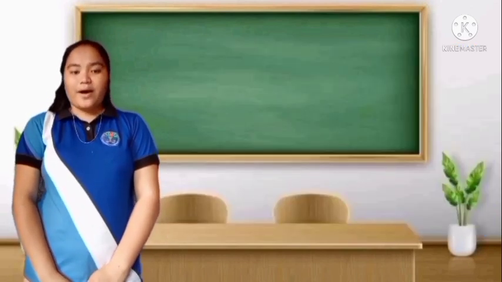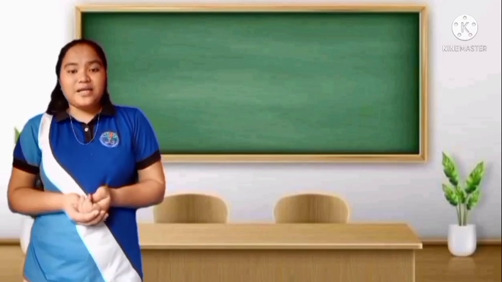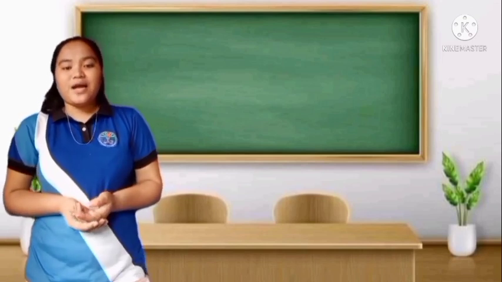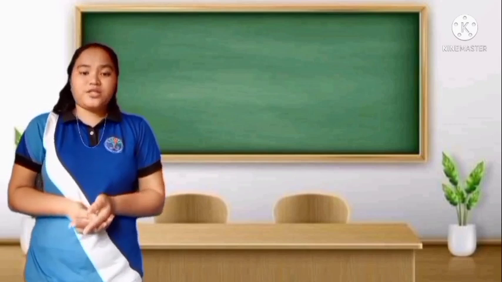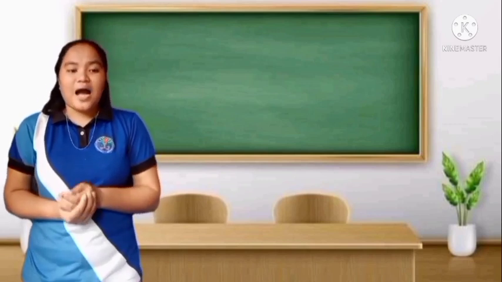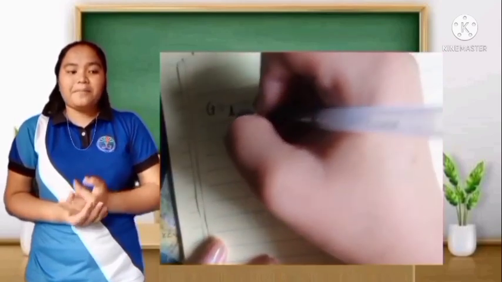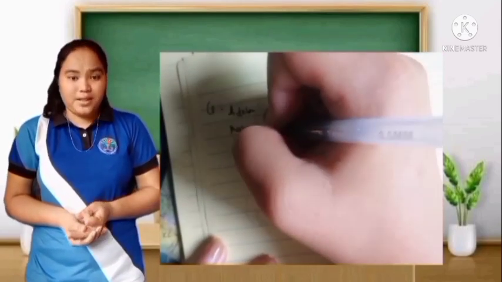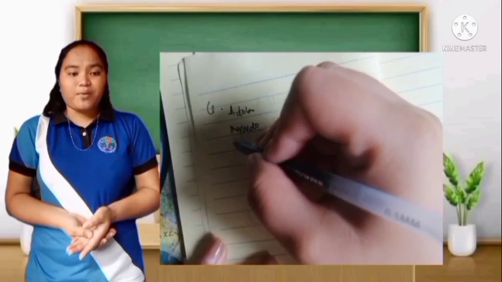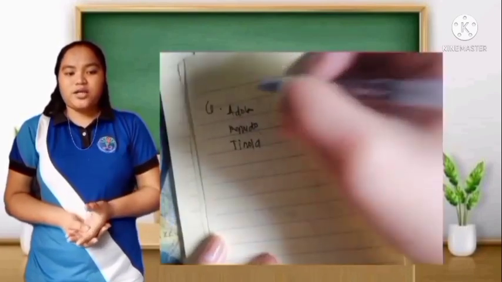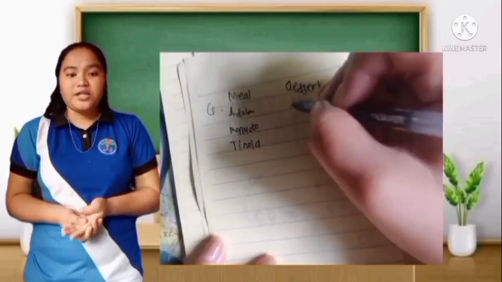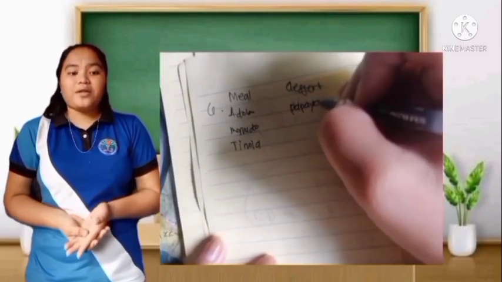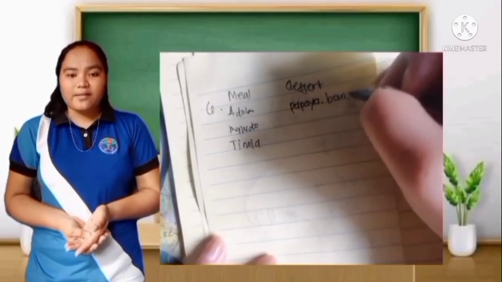So, paano nga ba nakuha yung 12? Wala po tayong given number. So, ang gagawin po natin, isusulat po natin yung mga in-order na pagkain ni Anna, which is the adobo, menudo, and tinola for meal. And for dessert naman po, she ordered banana, papaya, pineapple, and orange. And the question is, how many different combinations can Anna order?